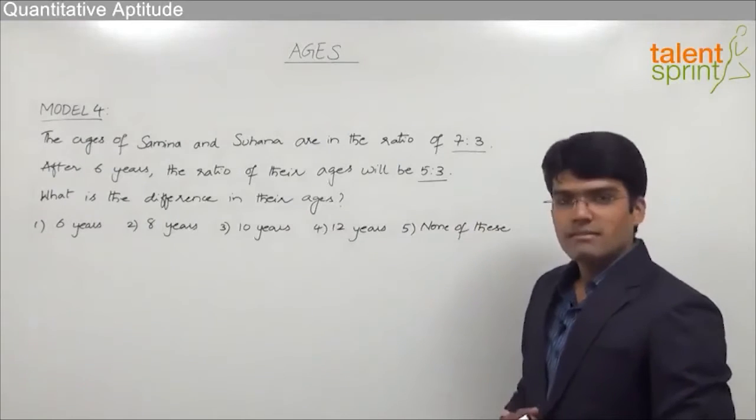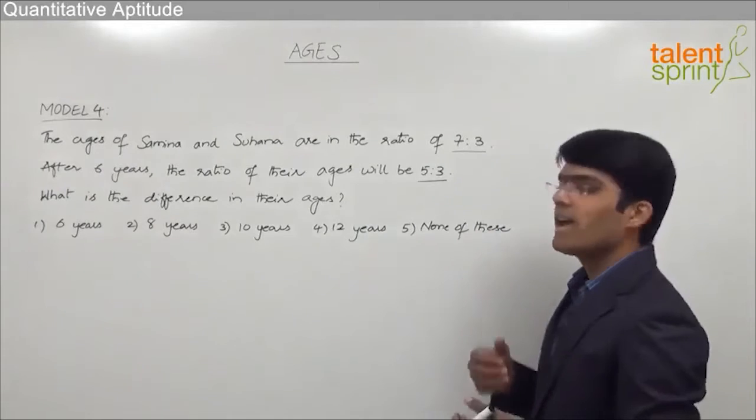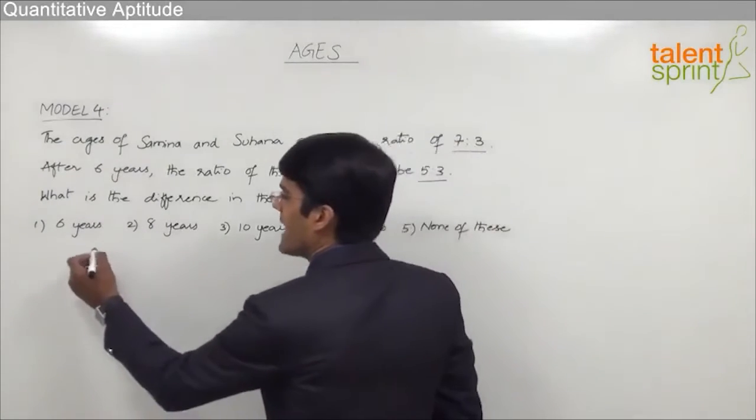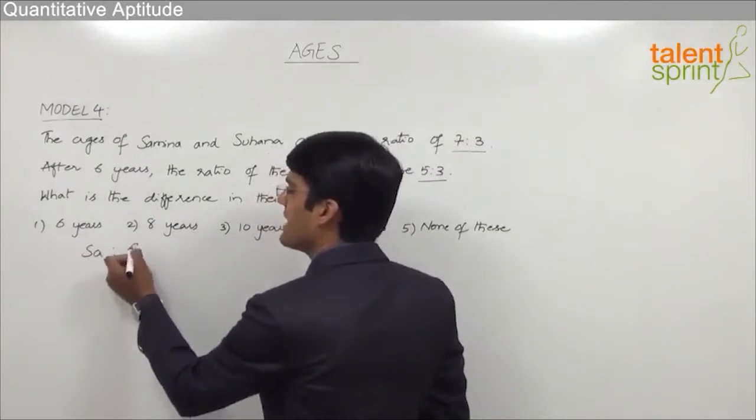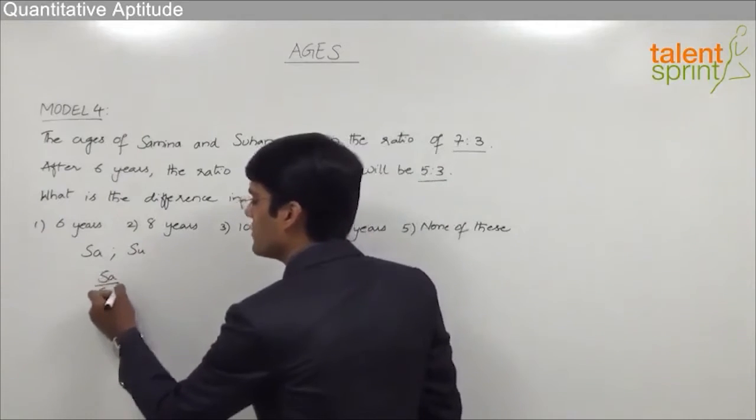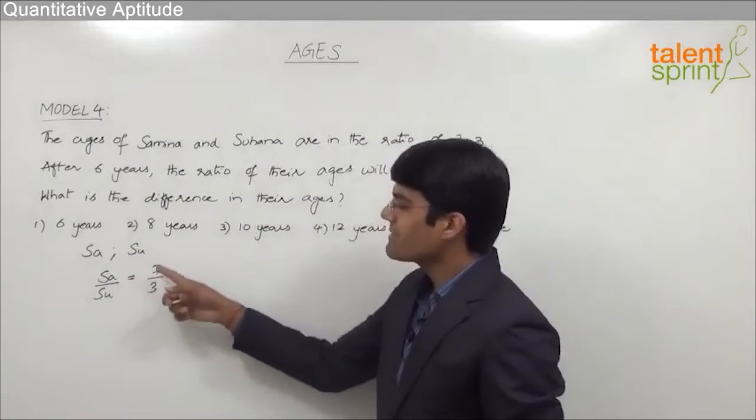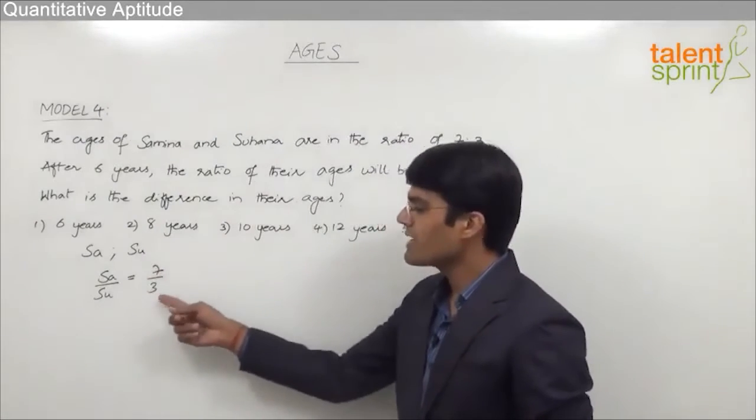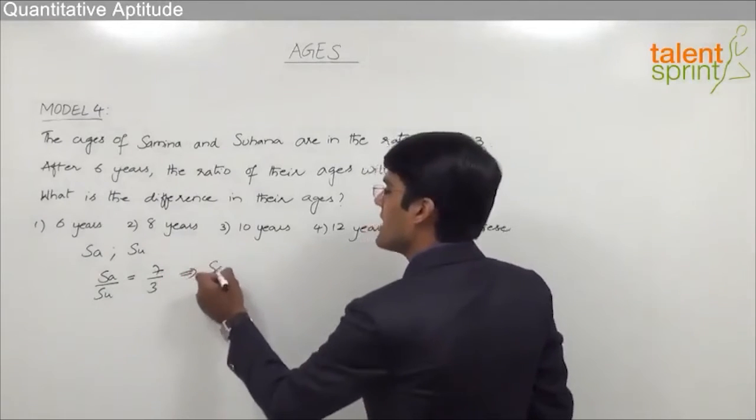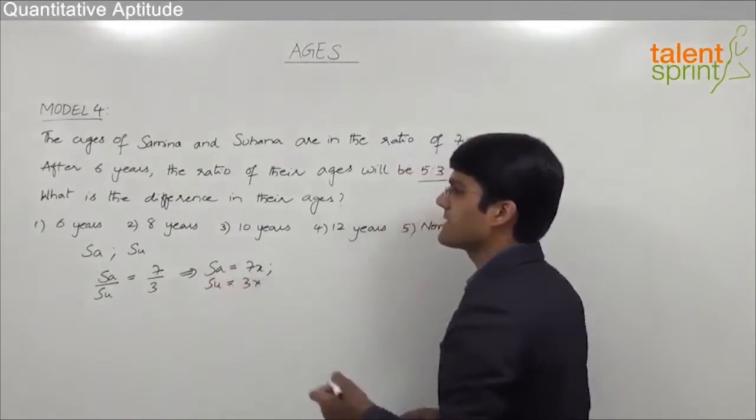And the given options are 6 years, 8 years, 10 years, 12 years, and none of these. Now again, going by the conventional method, we can say that present age of Samina is SA and Suhana is SU. So from the given question, we can say SA by SU is equal to 7/3. That is nothing but Samina's present age is 7x and Suhana's present age can be taken as 3x.